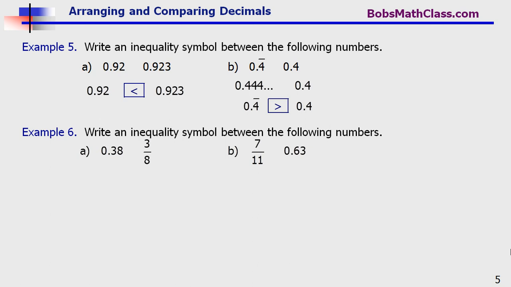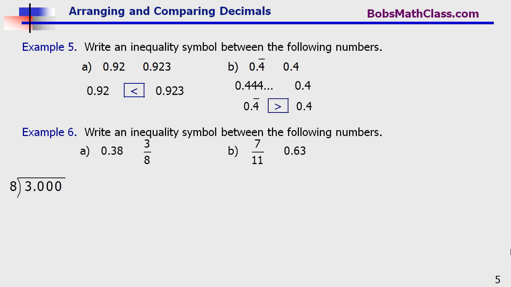Okay, here we have some fractions in this next problem. 0.38 and 3/8. Well, in order to determine which one is larger, we're going to have to change that fraction into a decimal. How do we change a fraction into a decimal? By dividing the denominator into the numerator. So go ahead and divide 8 into 3. You might want to pause and work on it.